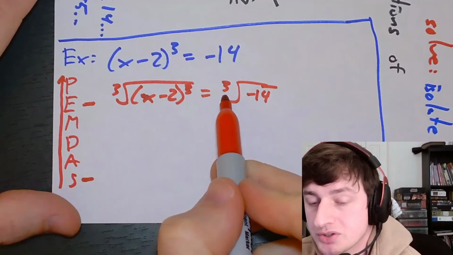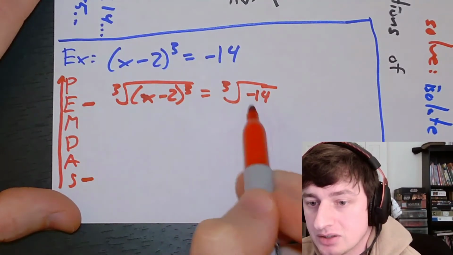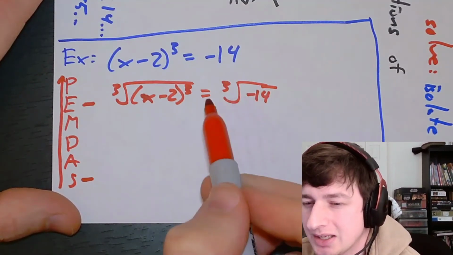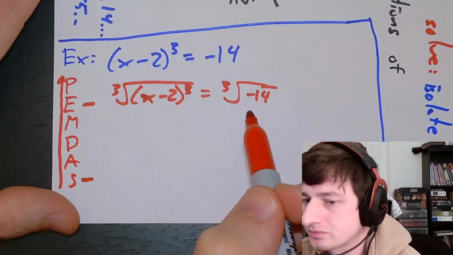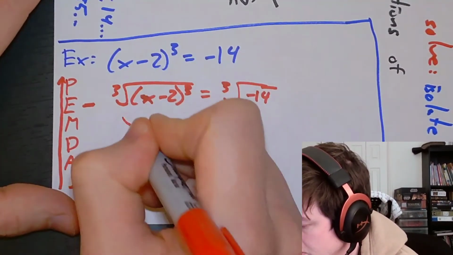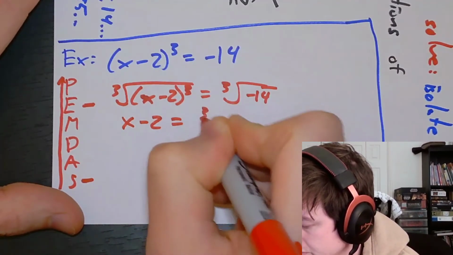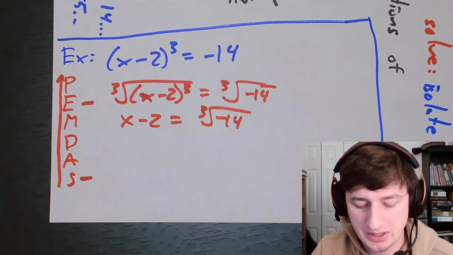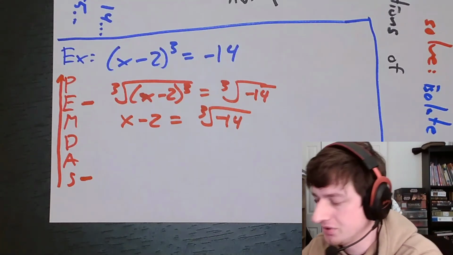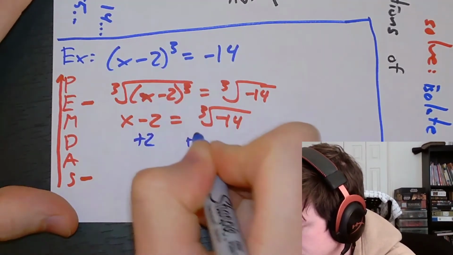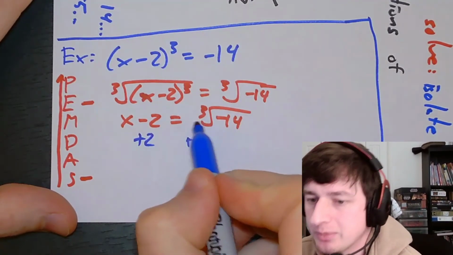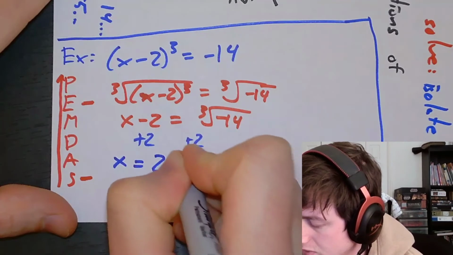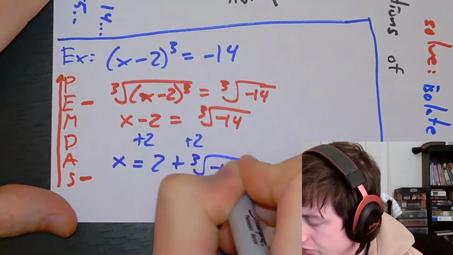Because this is odd, we don't need a plus or minus. And this is negative, and that's okay. This is actually the same as negative cube root of 14. Doesn't matter, we're not going to write it that way. x minus 2 equals the cube root of negative 14. So then we do our last inverse operation, which is to add 2 to both sides. And this is positive here. I mean, it simplifies to a negative, but it's positive here. So we get x equals 2 plus cube root of negative 14.